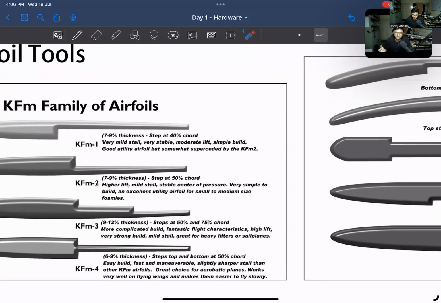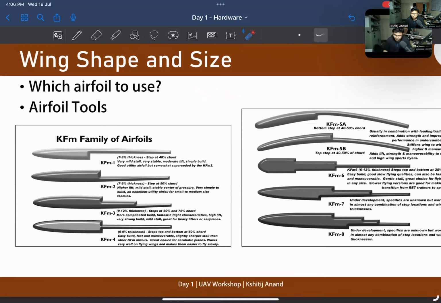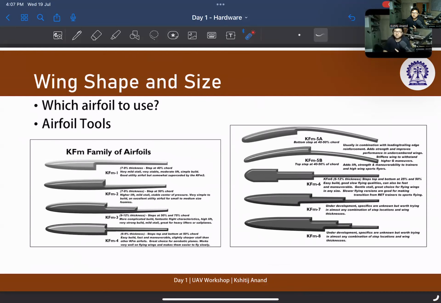Okay. So for example, this is a very mild stall, very stable. Very stable, moderate lift, simple build. Okay. But then it does not have a good lift. It has moderate lift. If you want higher lift, then you go with this. If you want more stable lift, as in the stall happens at a later angle, you go with KFM2. So that is how you make a choice of the airfoils that you are going to use.